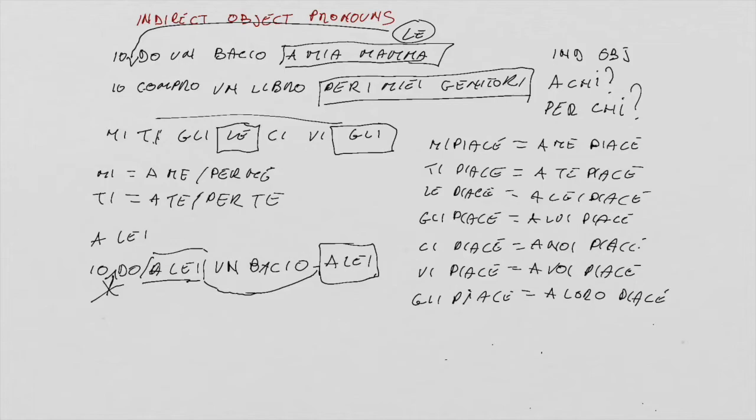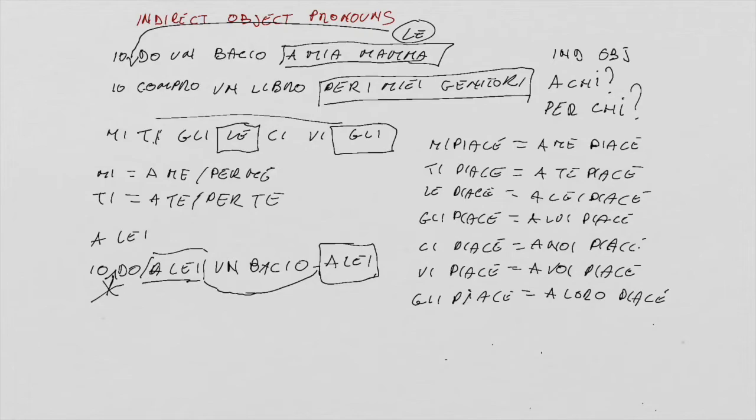Yes, you can do it with the verb piacere. For example, you can say le piace or a lei piace, placing a lei in front of the verb piacere, but you can't do the same with all the other verbs, only with piacere. So remember that if you use the phrase with a or per, a me, per lui, a noi, and so on, you must place these phrases after the verb.